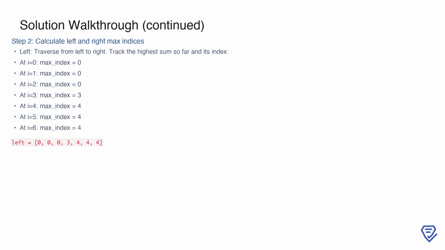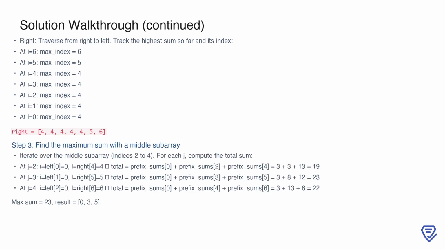This array ensures that for any position, we can quickly find the index of the maximum sum subarray to its left. Now, we compute the right max indices array by traversing the prefix_sums from right to left. This array identifies the index of the maximum sum subarray to the right of each position. Starting at i equals 6, the maximum sum is at index 6. As we move left, a larger sum is found at index 5, and then at index 4. From index 4 onward, the maximum sum remains at index 4 until we reach i equals 0. This gives us the right array, 4, 4, 4, 4, 4, 5, 6.